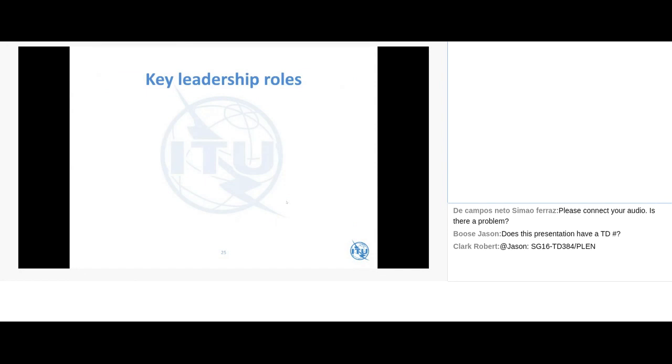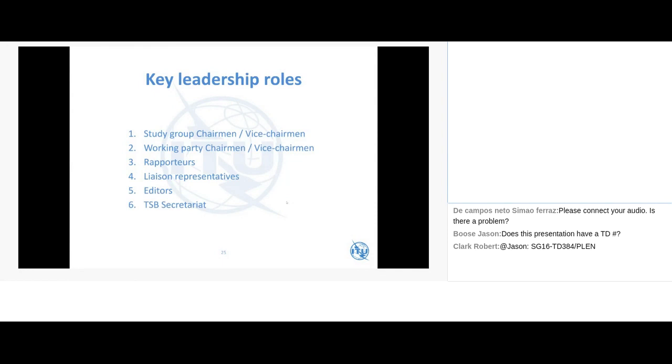Roles and responsibilities. It's really important to understand these. Because there are one or two areas where there is ambiguity, not necessarily among the leadership team, among yourselves, but it can exist among the other experts. So the leadership roles are the study group chairman, potentially vice chairman, working party chair, vice chair, the rapporteurs responsible for coordinating the work of a question, liaison rapporteurs, editors, and the TSB secretariat. All of these people, all of these roles are considered to be leadership roles.